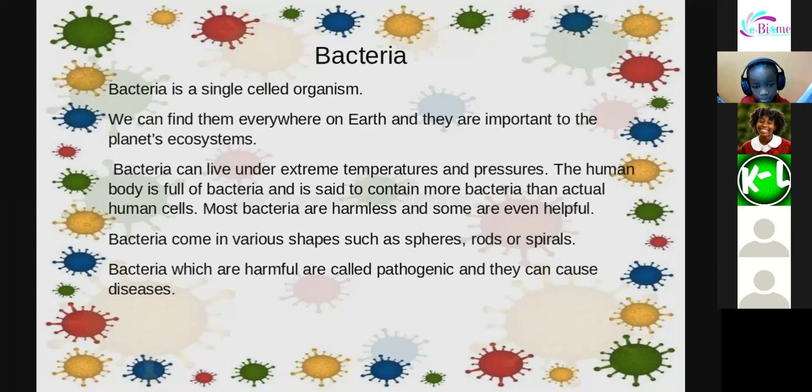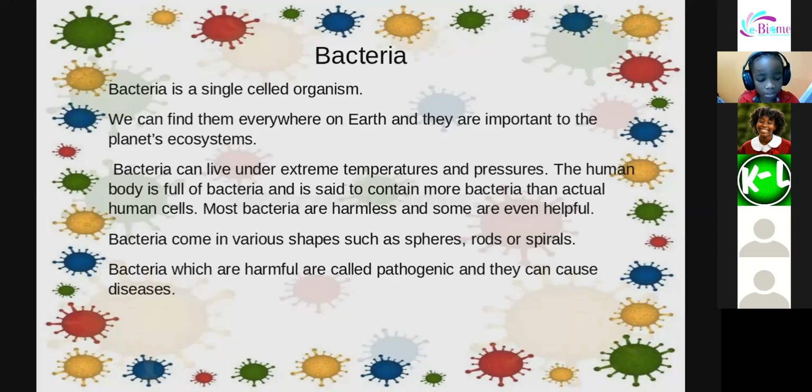Yes, sir. And here we say that the human body is full of bacteria, and it's said to actually have more bacteria than human cells. So right now inside of your bodies, there is more bacteria than actual human cells. And we say that most bacteria are harmless and some are even helpful, and we learned about that in Monday's class.